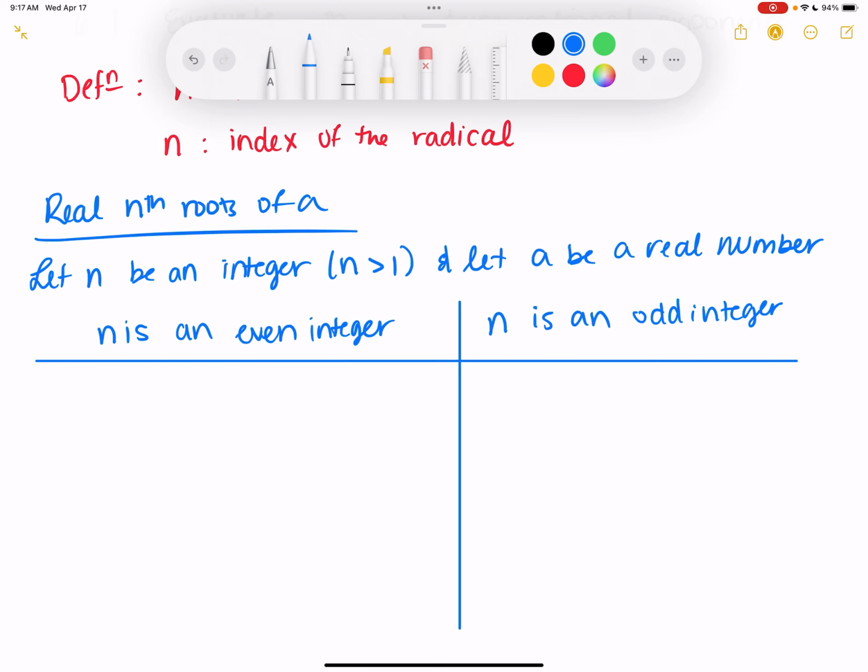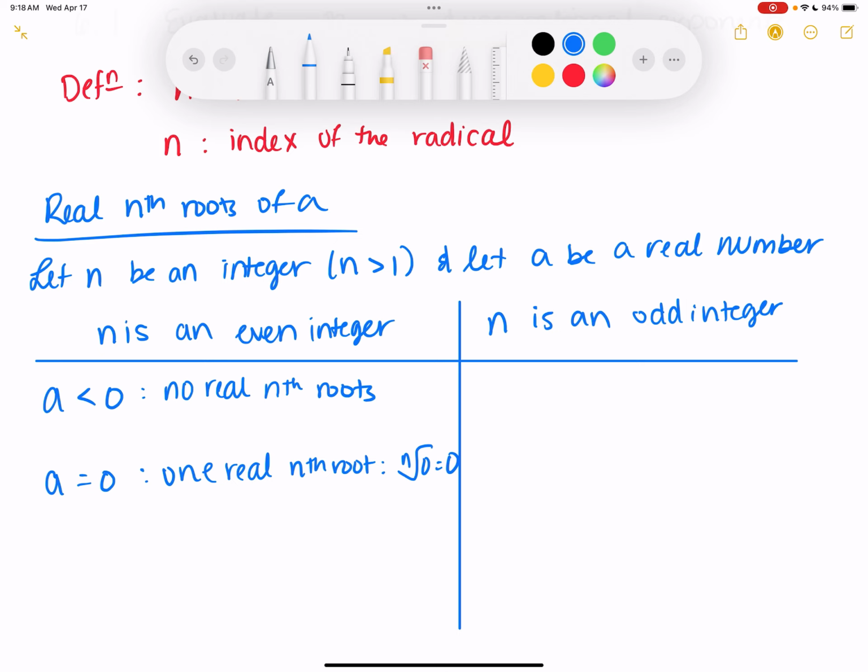So on the left side, if a is less than 0, there are no real nth roots. I'm going to stay on this side. If a is equal to 0, there is one real nth root. So like the nth root of 0 is equal to 0. Then if a is greater than 0, there are two real nth roots. Plus or minus the nth root of a is equal to plus or minus a to the 1 over n.